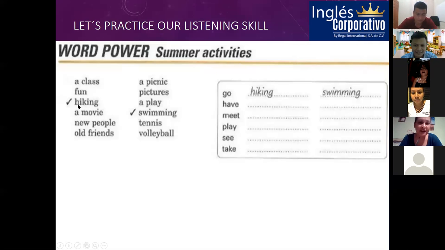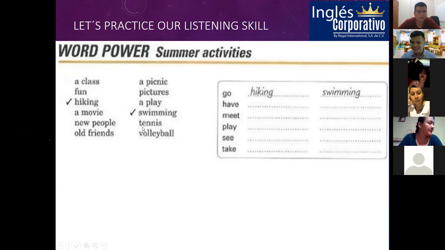Fotografía. Imágenes, fotografías. Hiking. Escalar. Excursión. Swimming. Nadando. Nadando porque está en present progressive. ING. Okay, very good. Stephanie, porque está en what? In present progressive. Okay, very good. Me gusta ahí que ya tengan una idea about this.